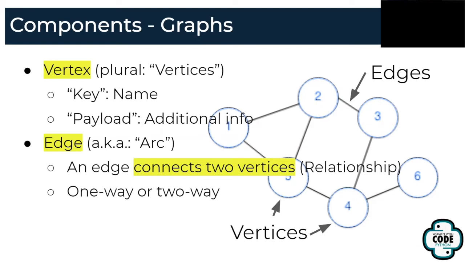And an edge connects two vertices. If two vertices are connected, then that means they're related. And an edge can be one-way or two-way. So in this image, we have circles that represent vertices and lines that are edges.